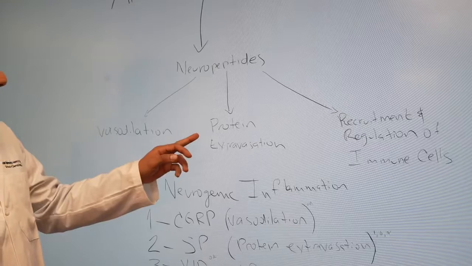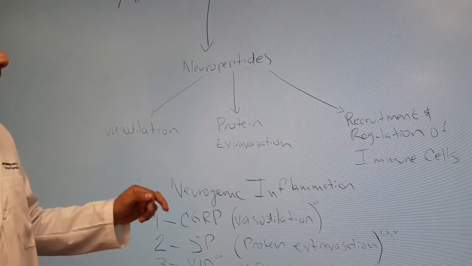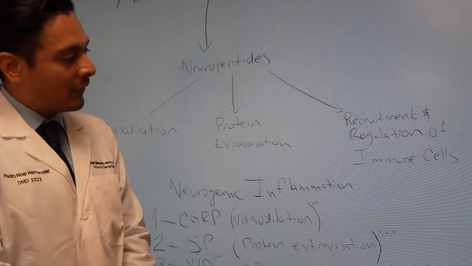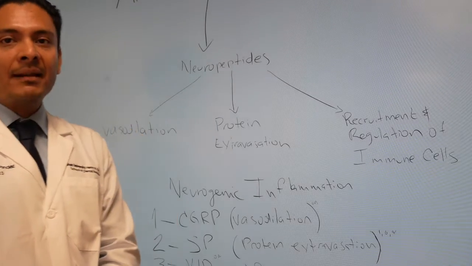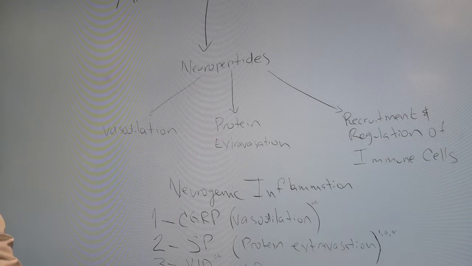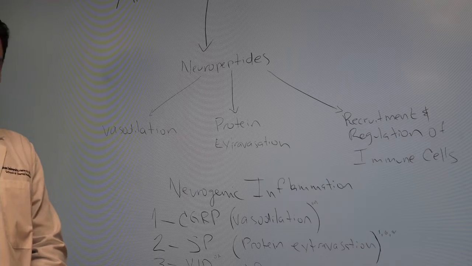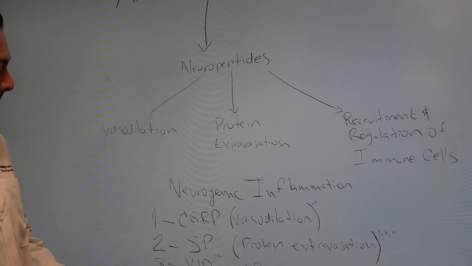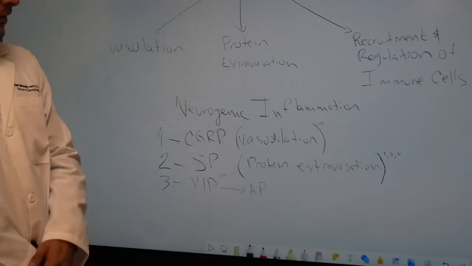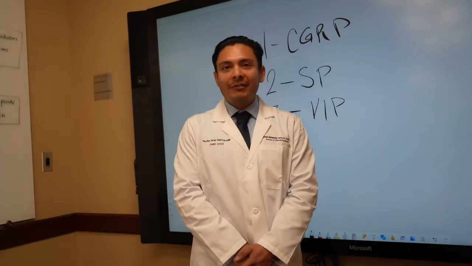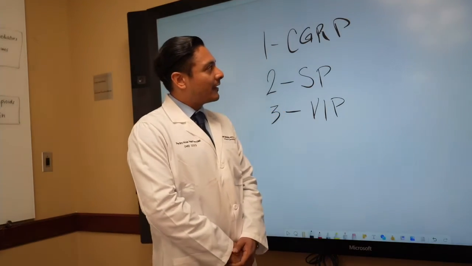We have a second effect, protein extravasation, and we also have recruitment and regulation of immune cells, which include macrophages, mast cells, and lymphocytes. This whole process is called neurogenic inflammation, and the main protagonists of this are the neuropeptides CGRP, SP, and VIP. We have neuropeptides and receptors that are spread throughout the body.